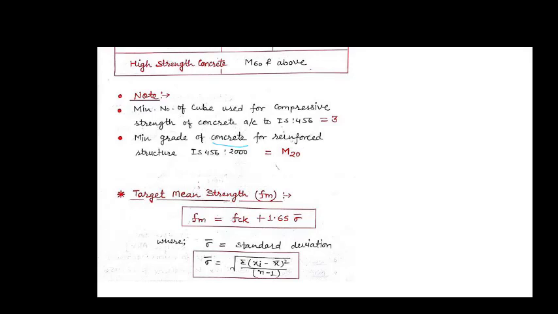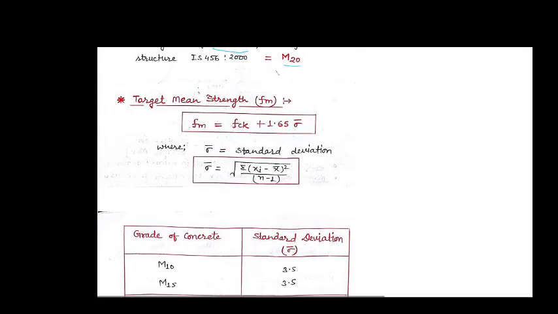And the minimum grade used for concrete for RC structures is M20. So you will not use a grade below M20 for an RC structure. Means while you are putting steel in any concrete, it should be of minimum M20 grade.